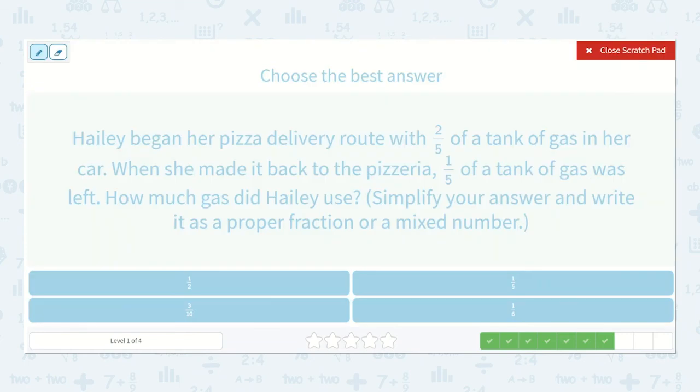Haley began her pizza delivery route with 2/5 of a tank of gas in her car. When she made it back to the pizzeria, 1/5 of a tank of gas was left. How much gas did Haley use? Simplify your answer and write it as a proper fraction or a mixed number. So we would have 2/5 minus the 1/5 she had left when she got back. So we can find out how much she used. 2 minus 1 is 1, and then our fifth stays the same, 1/5.